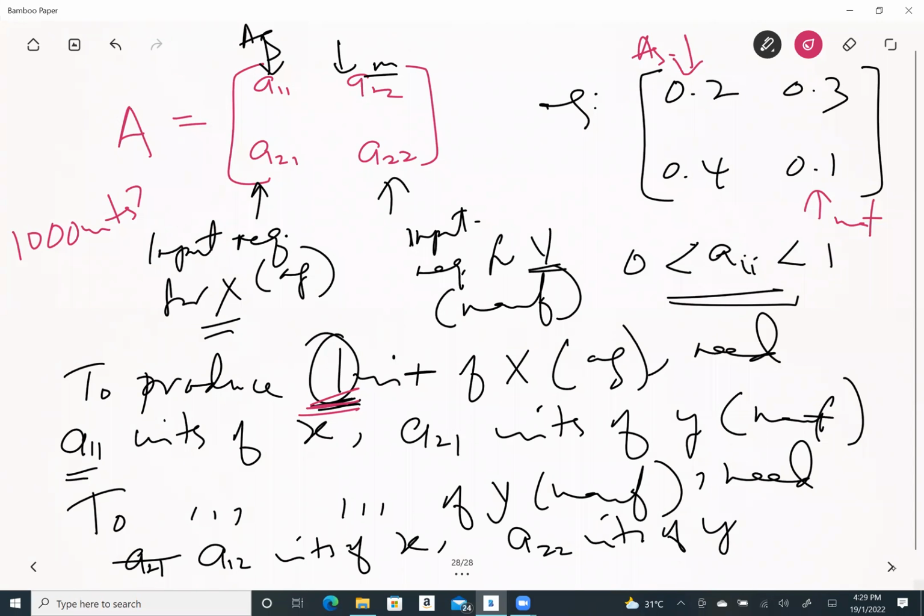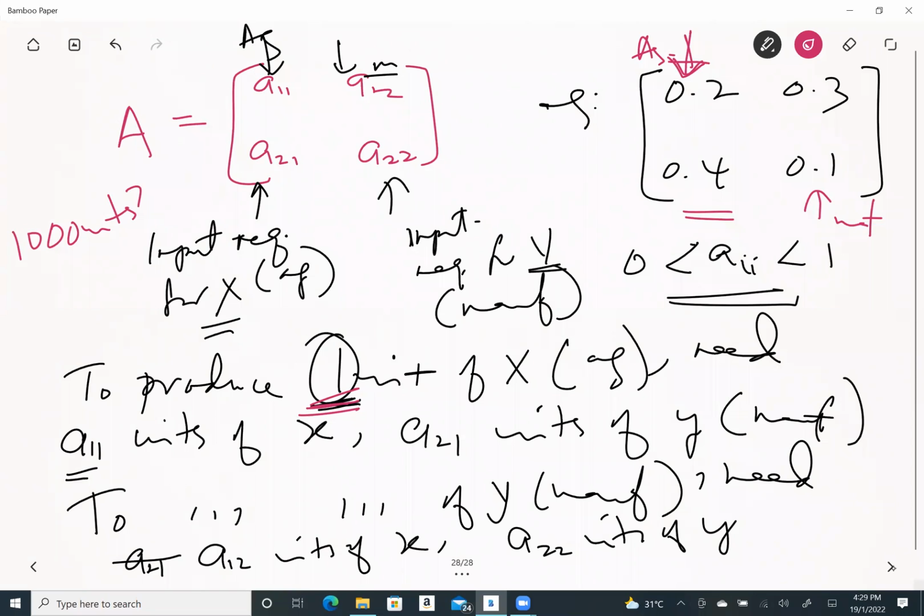So that is simple multiplication. Why? Because the numbers given here are the requirement for 1 unit. So make sure it goes by the column. It doesn't go by the row; by the row would be a different interpretation. Okay, any questions? So that is the A matrix.